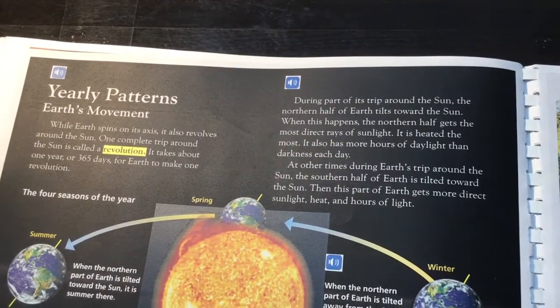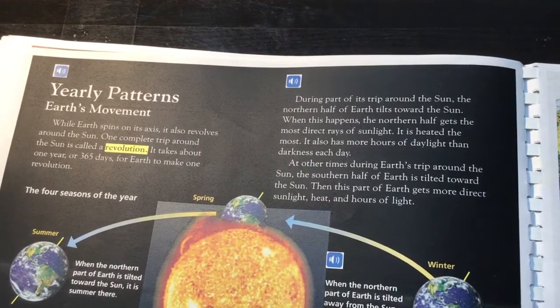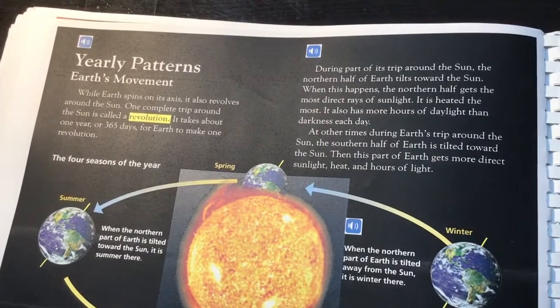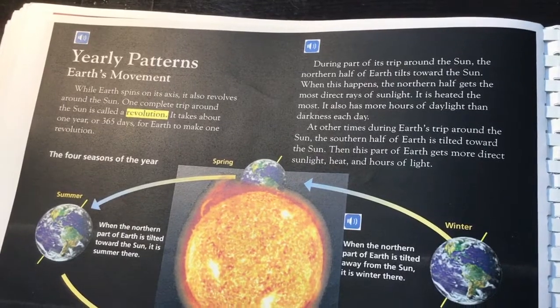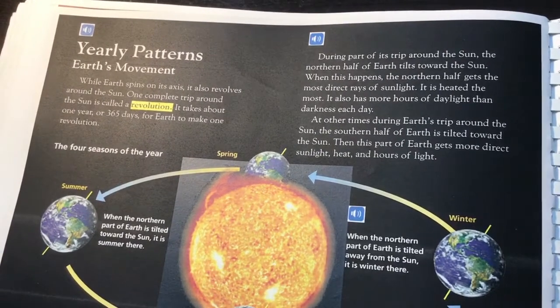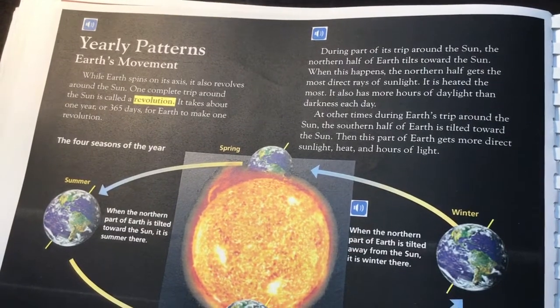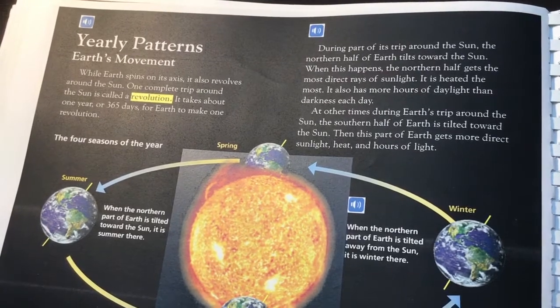Earth's movement. While Earth spins on its axis, it also revolves around the sun. One complete trip around the sun is called a revolution. It takes about 1 year, or 365 days, for Earth to make one revolution.